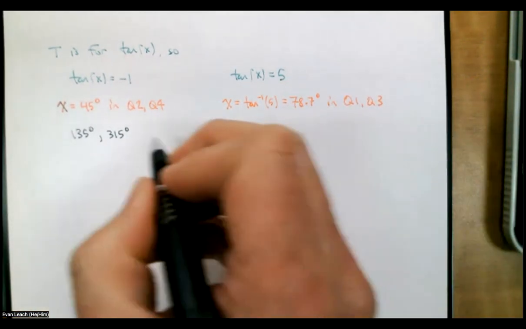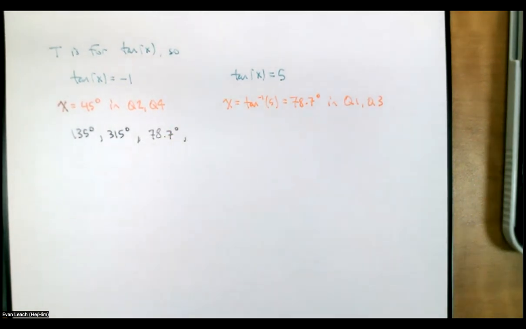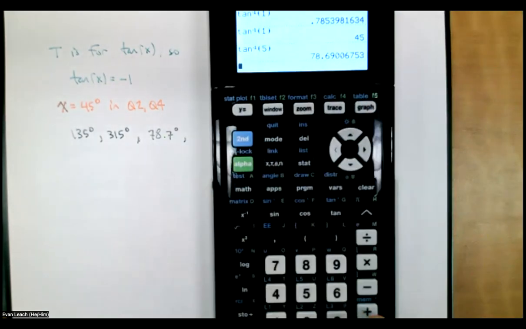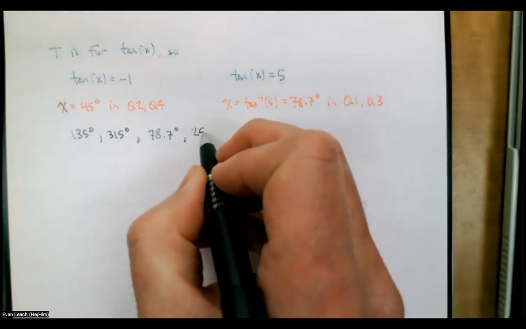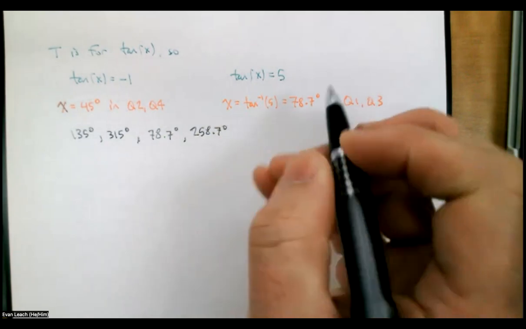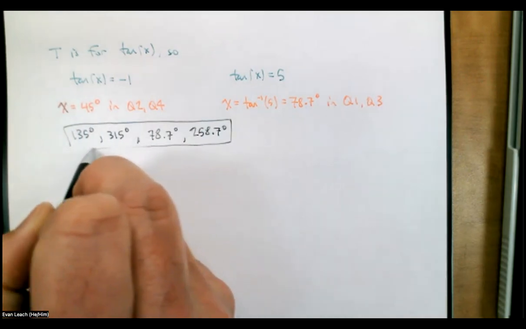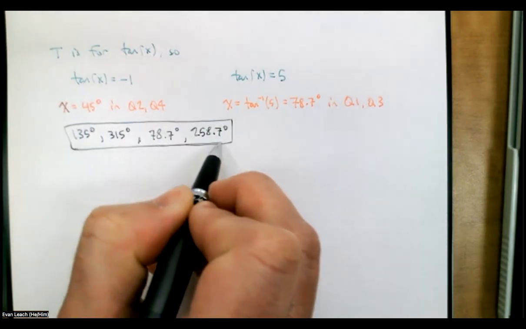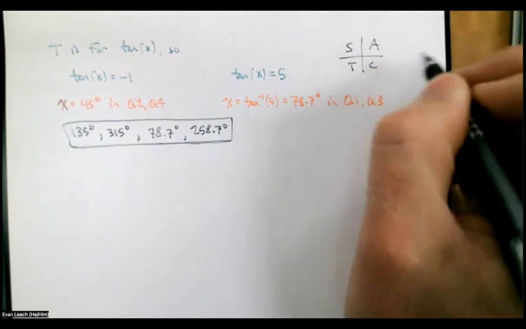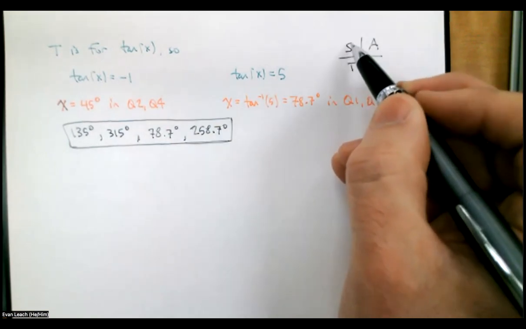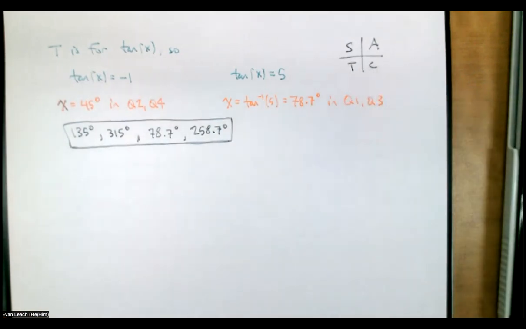So 78.7 degrees in quadrant 1 is 78.7. And 78.7 degrees in quadrant 3, we just add 180. 258.7. By the sign, tangent positive means quadrant 1 and quadrant 3. We've got to remember what's positive where. All students take calculus. So all are positive in quadrant 1, sine is positive in quadrant 2, tangent is positive in quadrant 3, cosine is positive in quadrant 4.